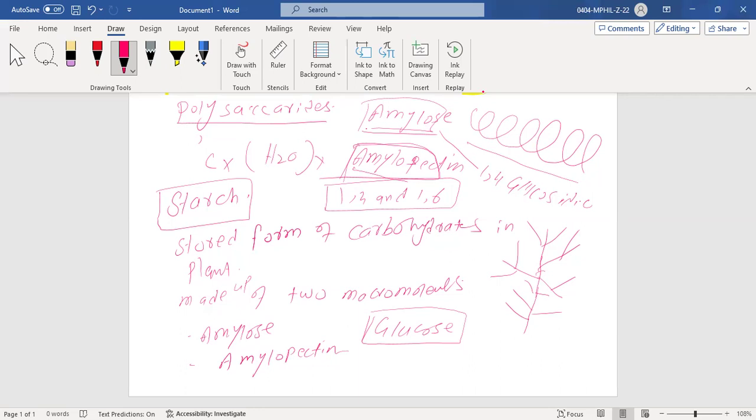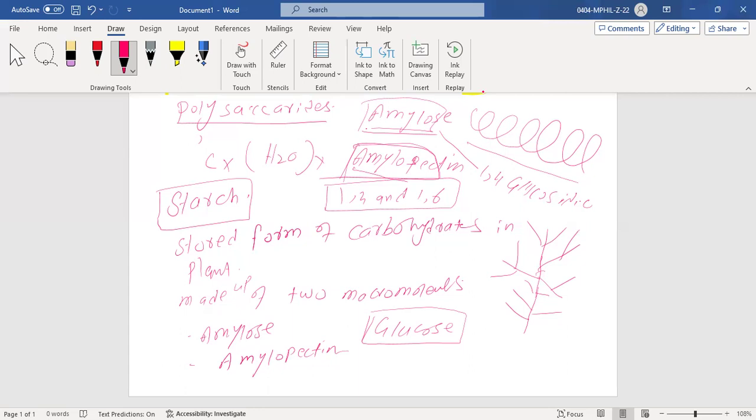So these polysaccharides are further combined with one another by the combination of 1-4 and 1-6 arrangements, and they form starch, because starch is a very complex structure. Starch is a very complex polysaccharide. So here we have a number of arrangements.